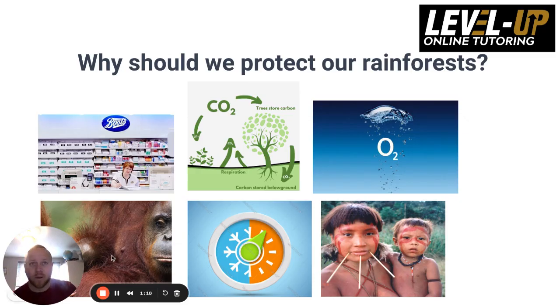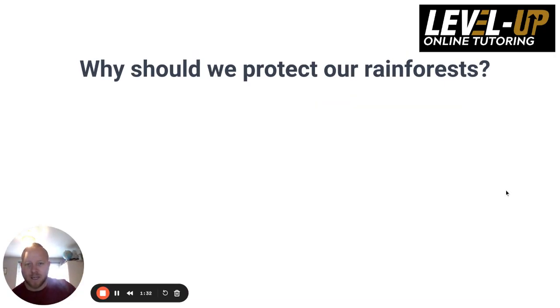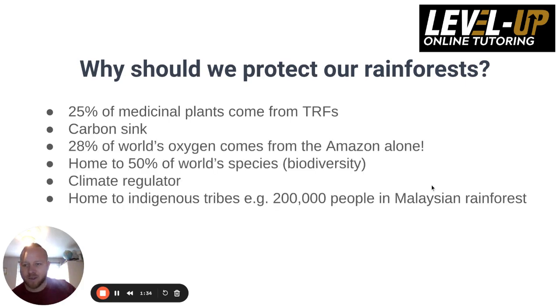50% of all wildlife, or biodiversity is a better word, which means a range of species in the world, comes from rainforests. So if we cut down the rainforest, we're going to be 1 in 2 animals and plants down. And then finally, indigenous people still rely on rainforests and live there. For example, in Malaysia, there are 200,000 people that still live within the rainforest and live as indigenous tribes.